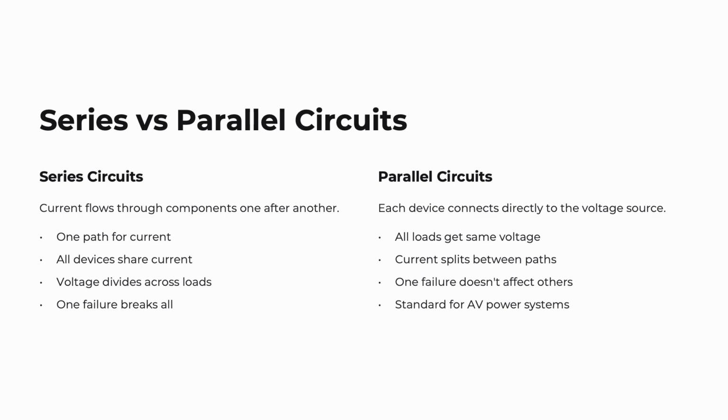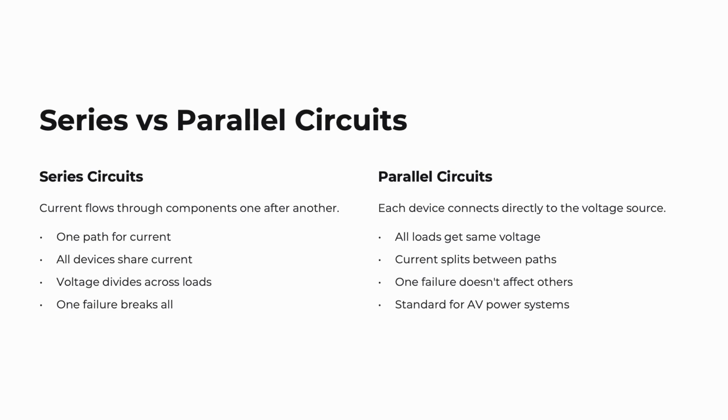On the other hand, a parallel circuit connects every device directly to the same voltage source. This is how almost all AV power and signal systems are wired. That means that all loads receive the same voltage. Current is split between paths based on resistance. So if one device fails, others keep working.